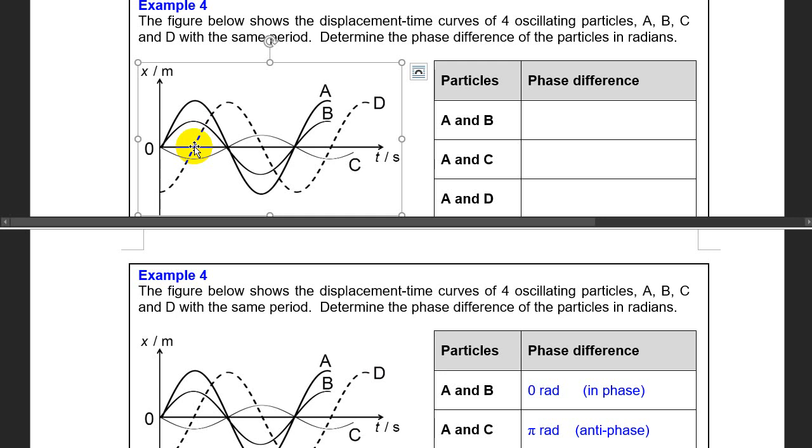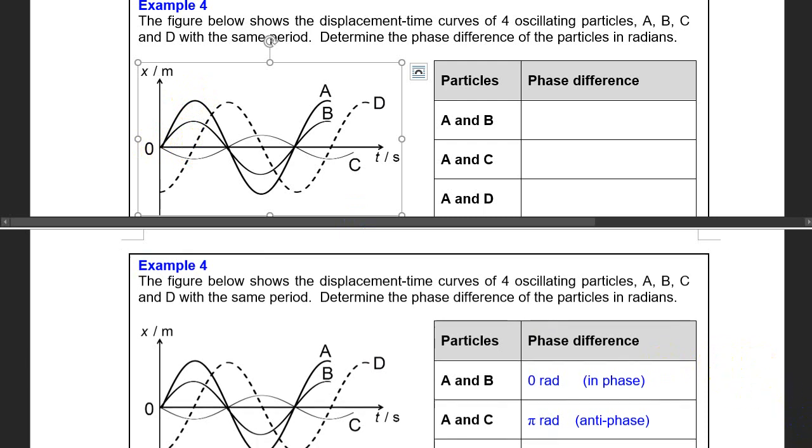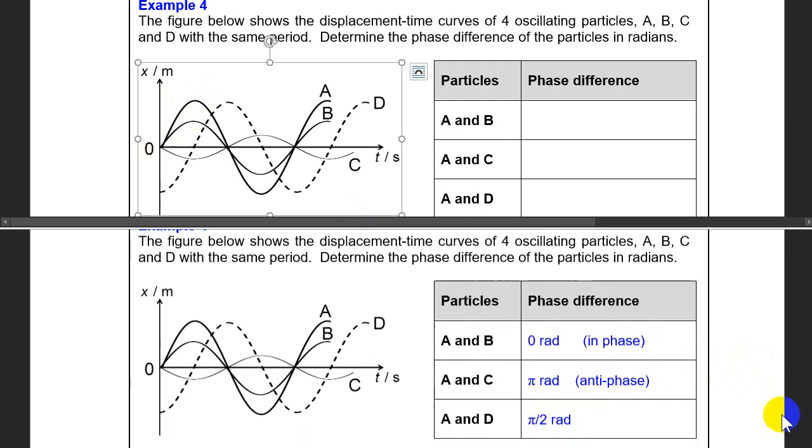One cycle is 360 degrees, or one cycle is 2 pi. 1/4 difference is 1/4 of 2 pi. 1/4 of 2 pi is how much? 1/4 of 2 pi is pi over 2. So they differ by a quarter of a cycle, which is pi over 2 radian, 90 degrees.